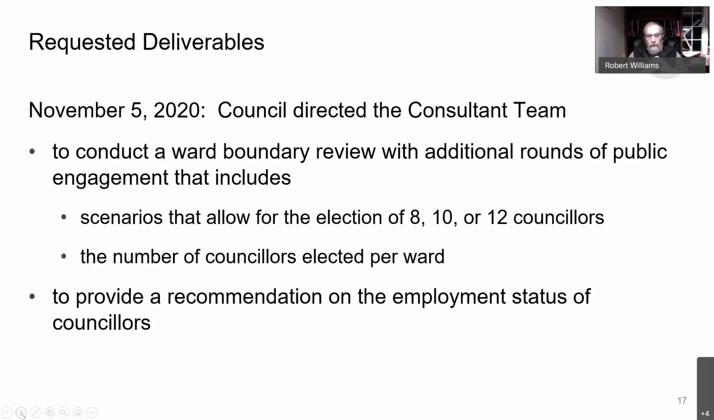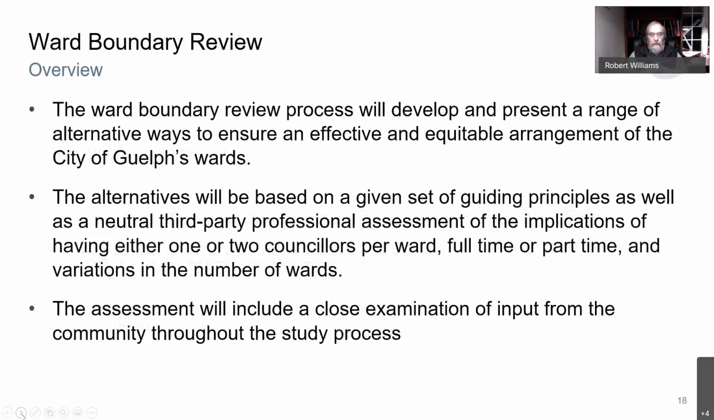So let's talk very briefly about a ward boundary review. Big overview question. Guelph has really not had a ward boundary review since about 1990, give or take. So this is, in a sense, a historic moment to actually begin one. And so this is a self-contained part of the bigger project. The ward boundary review process will develop and present a range of alternative ways to ensure an effective and equitable arrangement of the City of Guelph's wards.